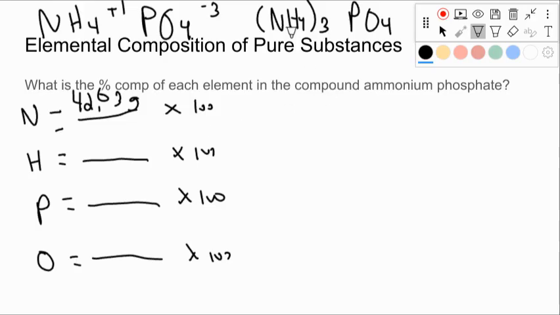Then I have hydrogen. So for hydrogen, again, I've got to look at this subscript on the outside and the subscript on the inside of the parentheses, distribute it in by multiplying. So 3 times 4 gives me 12 total hydrogen. So the mass I'm going to write over here is 12 times the mass of hydrogen, which is 1.008. And that gives me 12.096. Then I'm going to look over here for phosphorus. There's only one phosphorus because there's no subscript, so it's an understood 1. So if I look on my periodic table, the mass of phosphorus is 30.97.